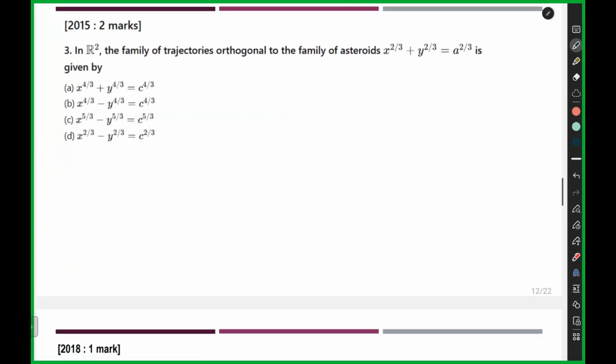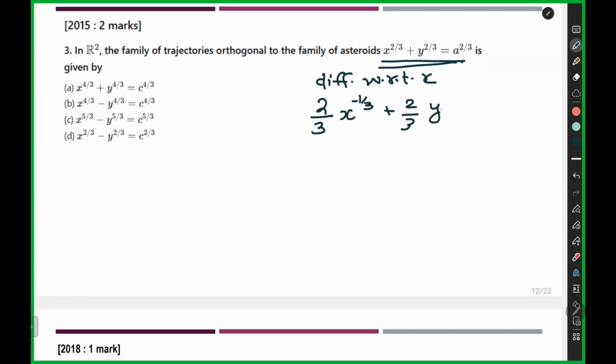Now we have the next question. This is a given family of asteroids, which has this equation, and you have to find the orthogonal trajectory. What you do is simply differentiate with respect to x. So it is 2 by 3 x to the power minus 1 by 3 plus 2 by 3 y to the power minus 1 by 3 dy by dx equals 0.